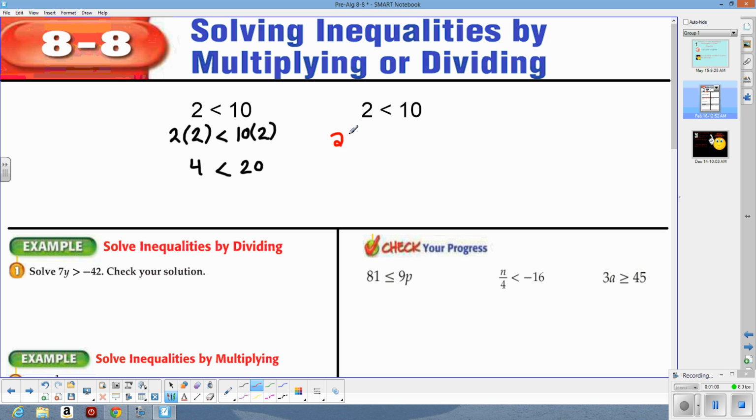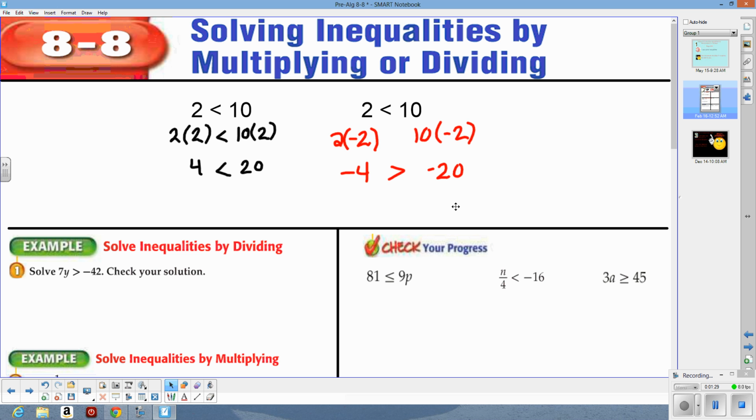Now let's take the same inequality of 2 is less than 10, but this time let's multiply by a negative 2. So I'm going to take both sides and multiply by a negative 2. 2 times negative 2 is negative 4, and 10 times negative 2 is negative 20. The problem is negative 4 is not less than negative 20. Negative 4 is actually greater than negative 20.